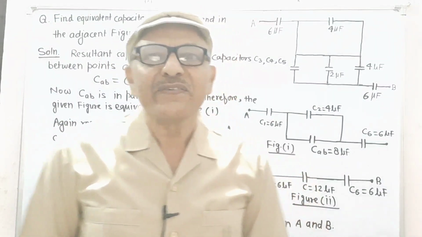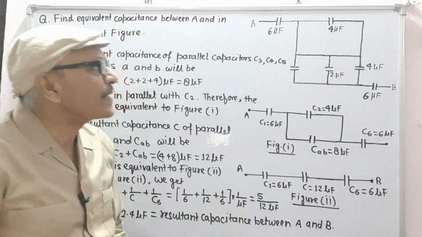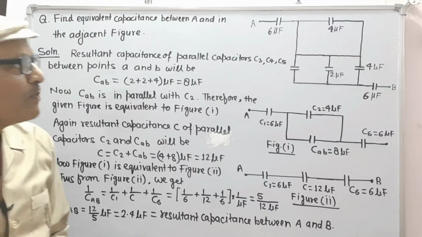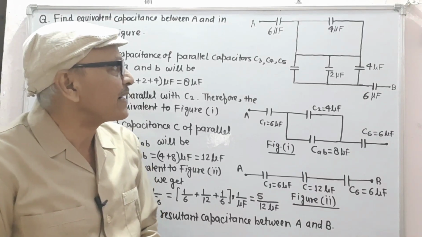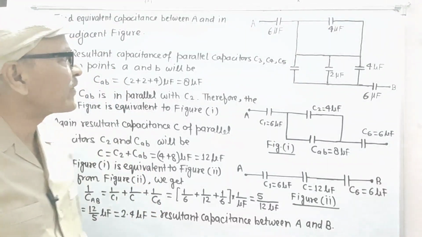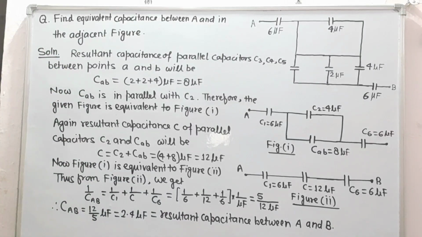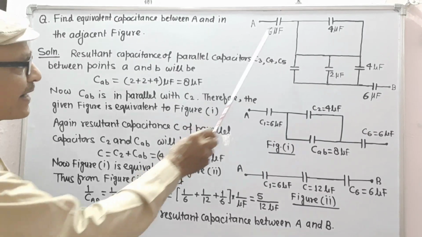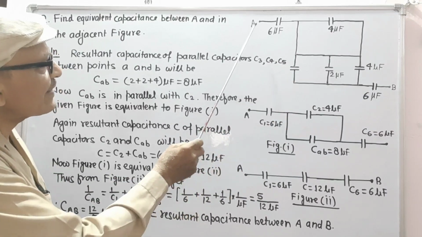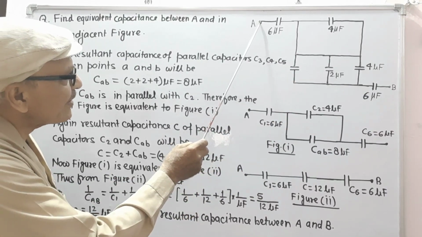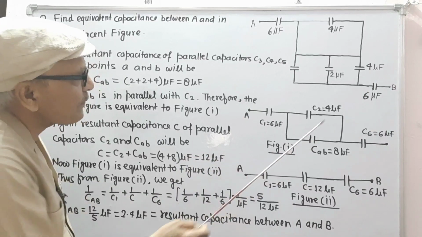Hello dear students, we are going to solve a numerical problem related to mixed combination of capacitors. The question is, find equivalent capacitance between points A and B in the adjacent figure. This is the given diagram in which we have to find the resultant capacitance between points A and B.